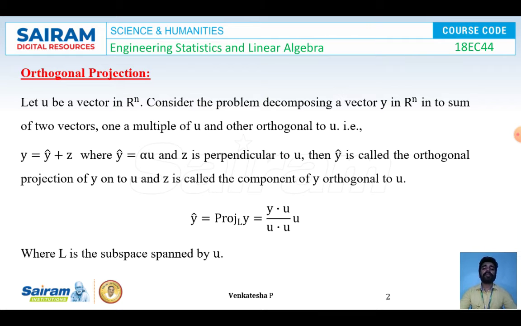Then this y cap is called the orthogonal projection of y onto u, and z is called the component of y orthogonal to u. It is given by the formula y cap is equal to the projection of y, which is equal to y dot u divided by u dot u, into u, where this L is called the subspace spanned by the vector u.